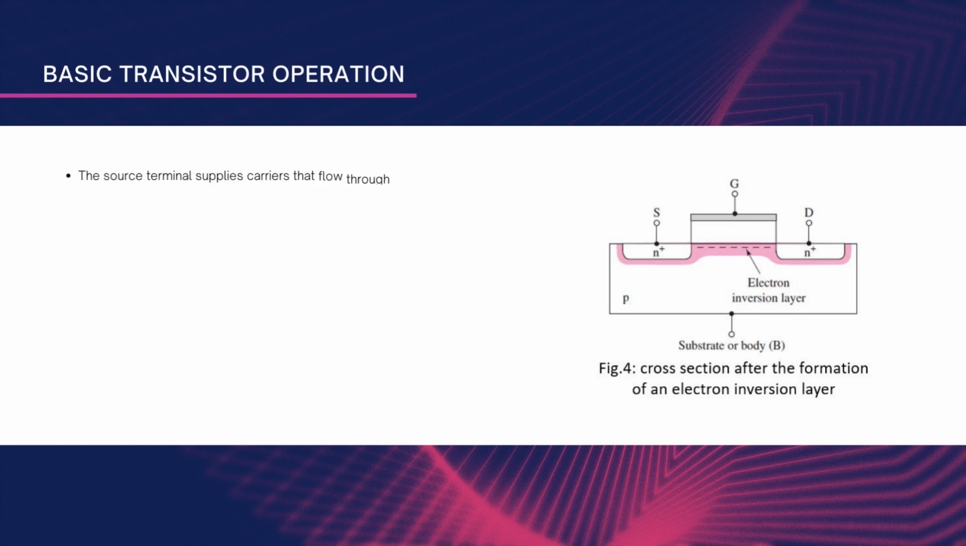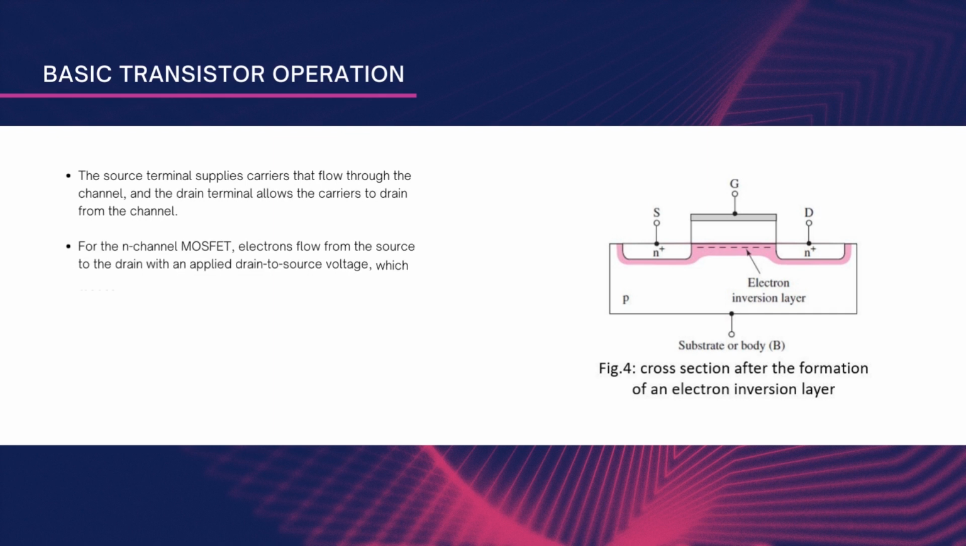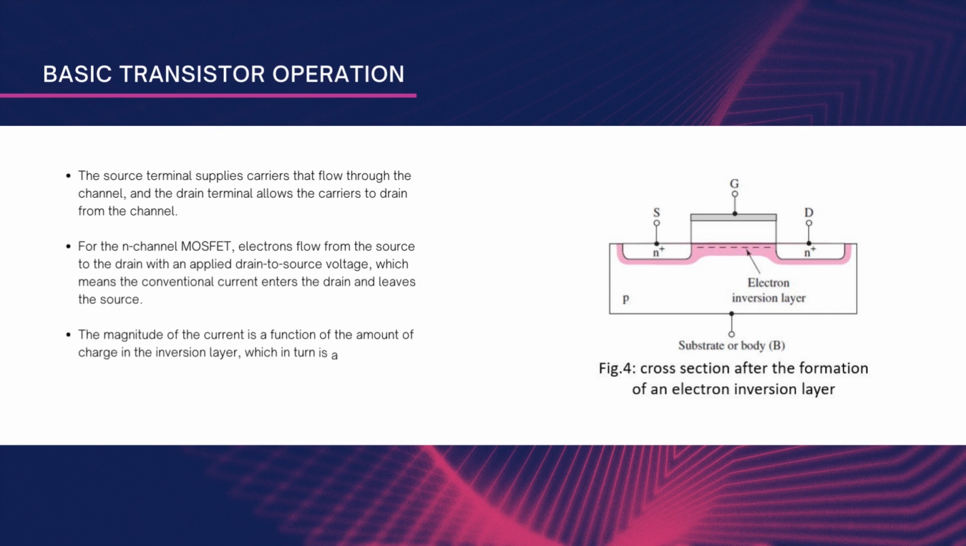The source terminal supplies carriers that flow through the channel, and the drain terminal allows the carriers to drain from the channel. For the N channel MOSFET, electrons flow from source to the drain with an applied voltage to the drain to source terminal, which means the conventional current enters the drain and leaves the source.